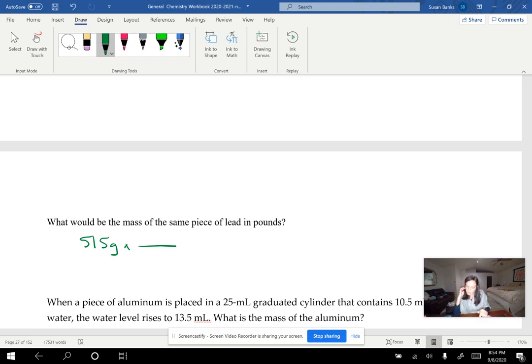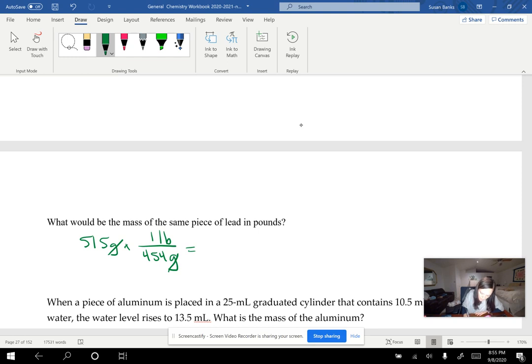So let's use that. We want the grams to cancel out, so we're going to put the grams on the bottom. I have 454 grams in 1 pound. Okay, so my grams cancel and I'm left with pounds. So I'm going to take 515 and I will divide it by 454.